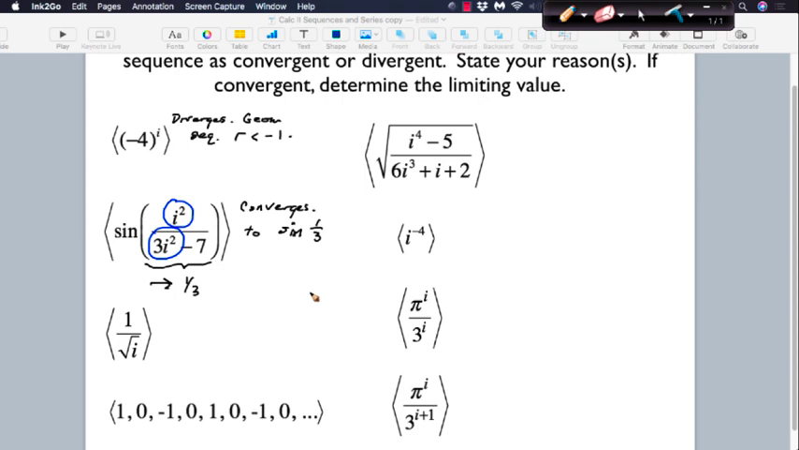Okay, so we're looking at that ratio, that rational function. We're analyzing that rational function, and saying that it goes to 1/3 as I gets large. Okay, next one, 1 over square root of I.